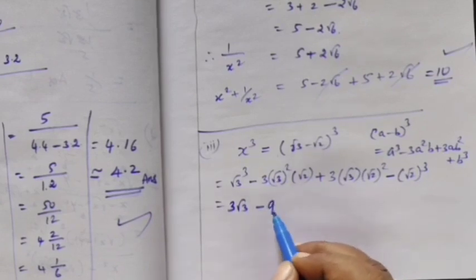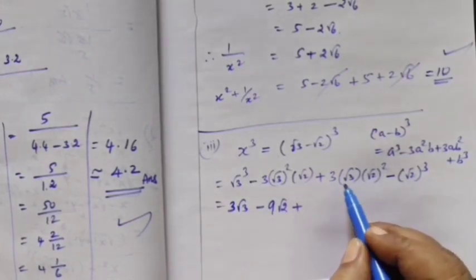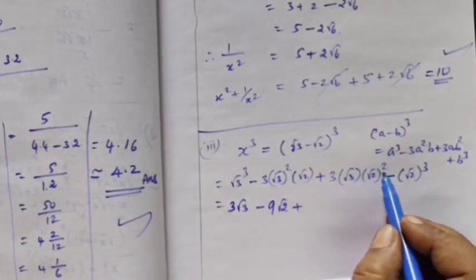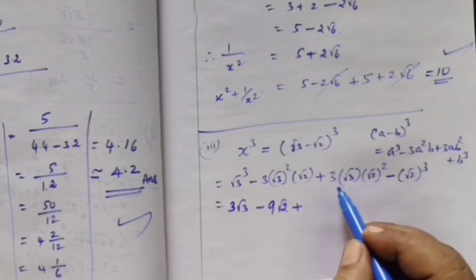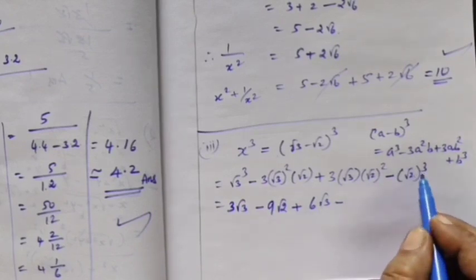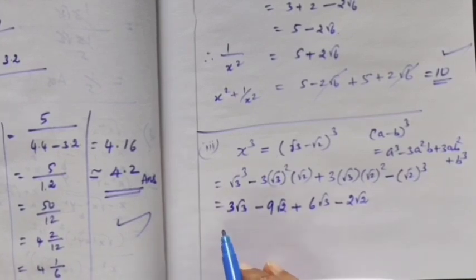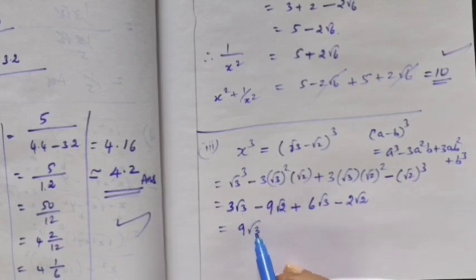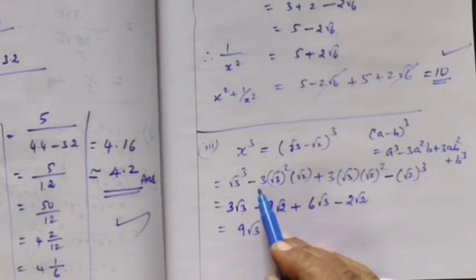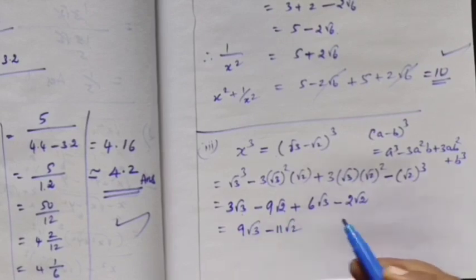3 into root 3, 3 threes are 9, so 9 root 3, plus 3 root 3 into root 2 into root 2, 2, so 2 threes are 6, 6 root 3, minus root 2 into root 2 into root 2, so 2 root 2. So equal to 3 root 3, 6 root 3, 9 root 3, minus 9 root 2 minus 2 root 2, 11. Here alternate minus. So minus 11 root 2.